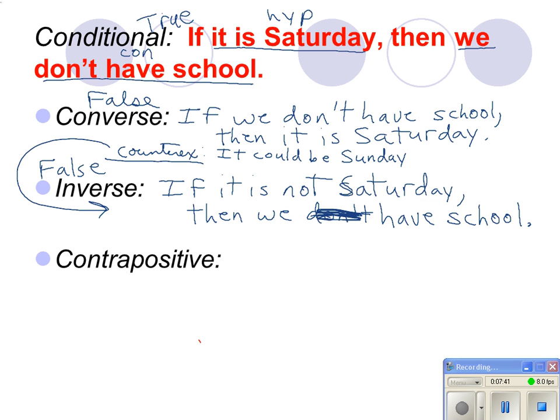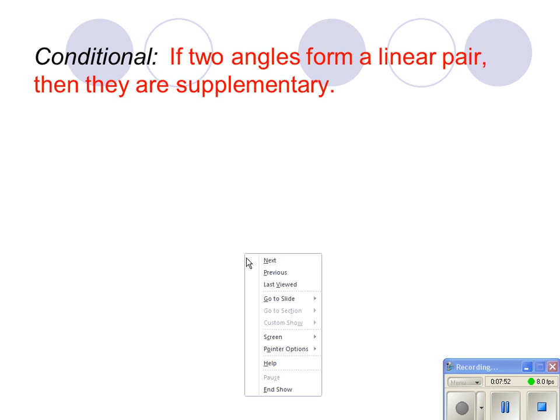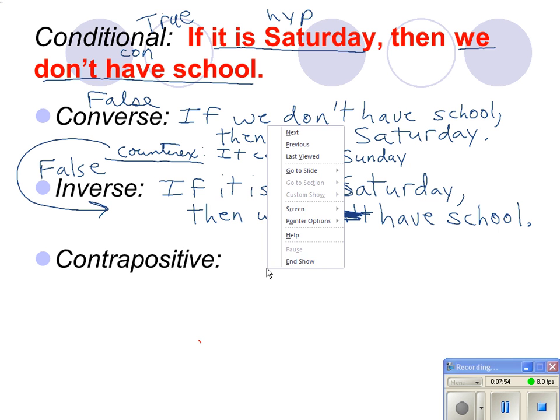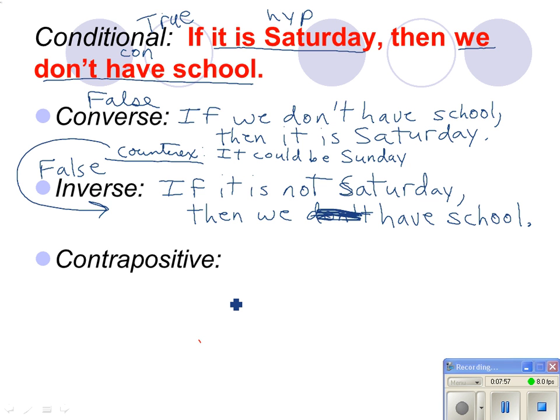Contrapositive. Contrapositive takes the original statement, switches the order, and negates both parts. So the contrapositive would say, we switch the order, then we negate both parts. So if we have school, then it is not Saturday.